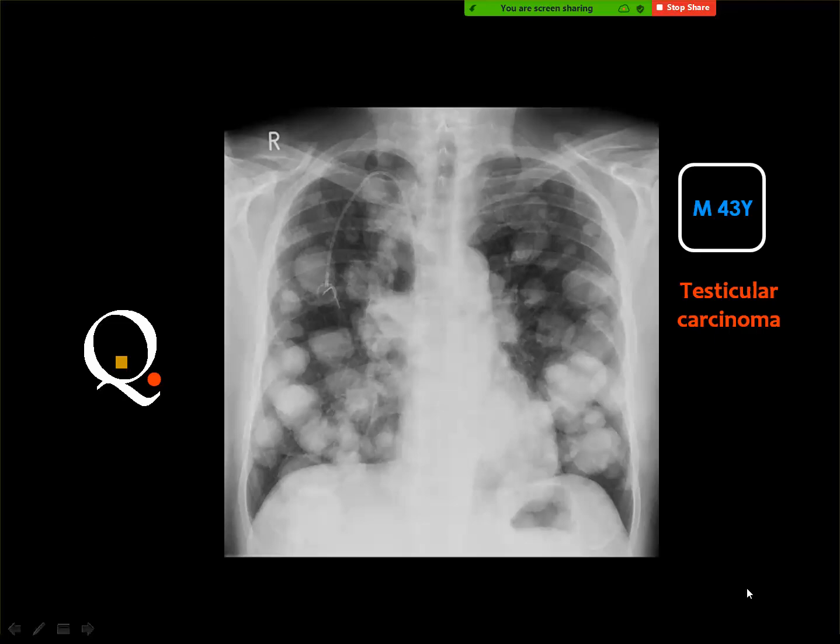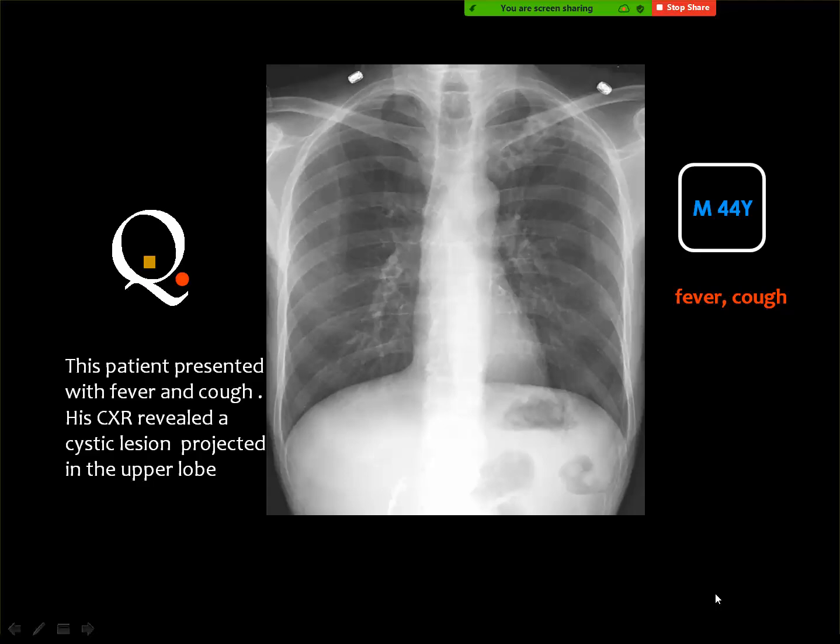Metastasis. Cannonball metastases. Sometimes they do not provide this history, but the presence of the central venous line, which is usually used for chemotherapy administration, is sometimes a clue for the history. Fever and cough.